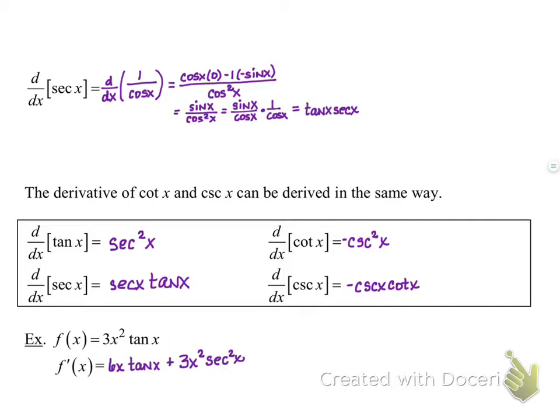And there we go. The derivative of the first would be 6x. Bring down the second, which would be tangent x. Bring down the first, which would be 3x squared. Bring down the second. Take the derivative of the second, which would be secant squared x.